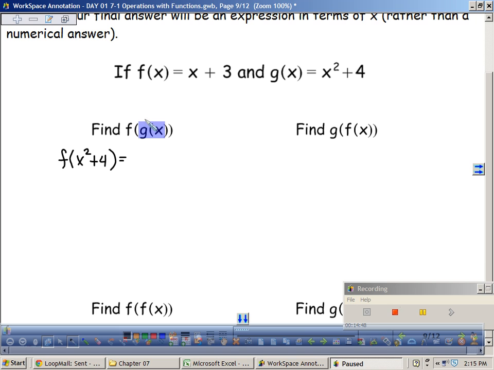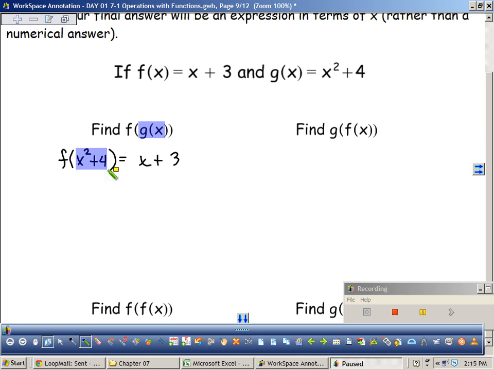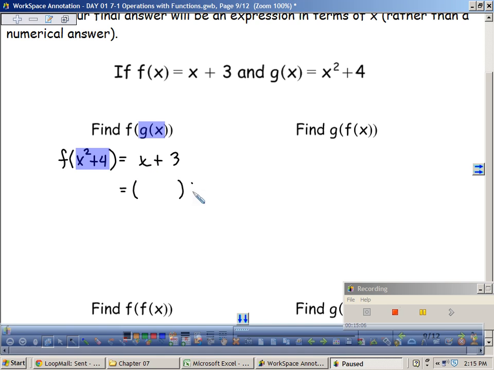And what's f? F is x plus 3, right? So everywhere I see an x, I really need to put x squared plus 4. That equals x squared plus 4 plus 3, which is 7. All right, I'm going to do this one, and then you guys are going to do these two down here.